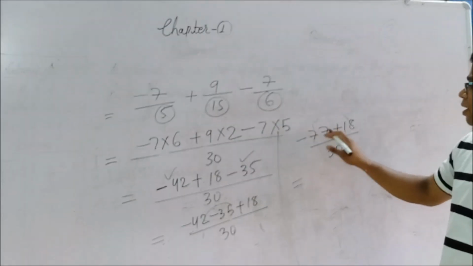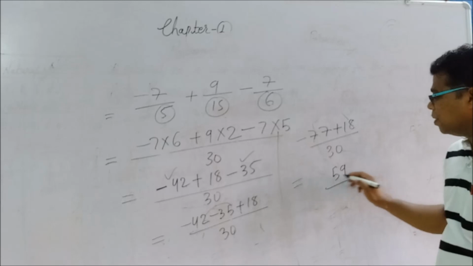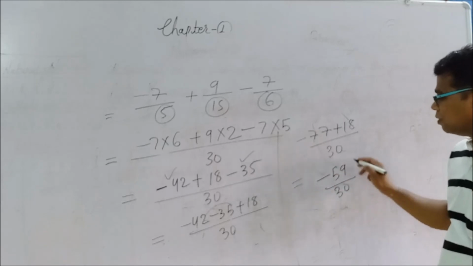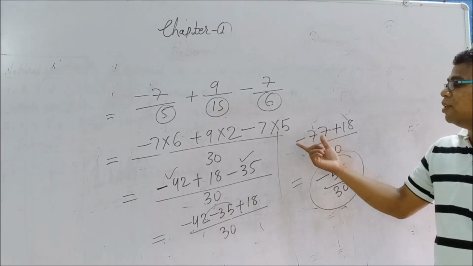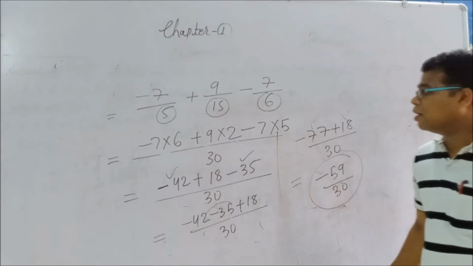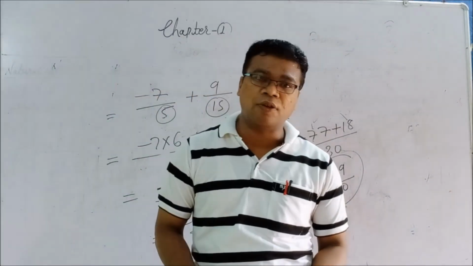What will I get? 17 minus 8 gives me 9, and after that 5. Means minus 59 upon 30. Very simple. Why is the negative sign here? Because the negative integer was bigger. So this is all about the addition and subtraction of rational numbers.